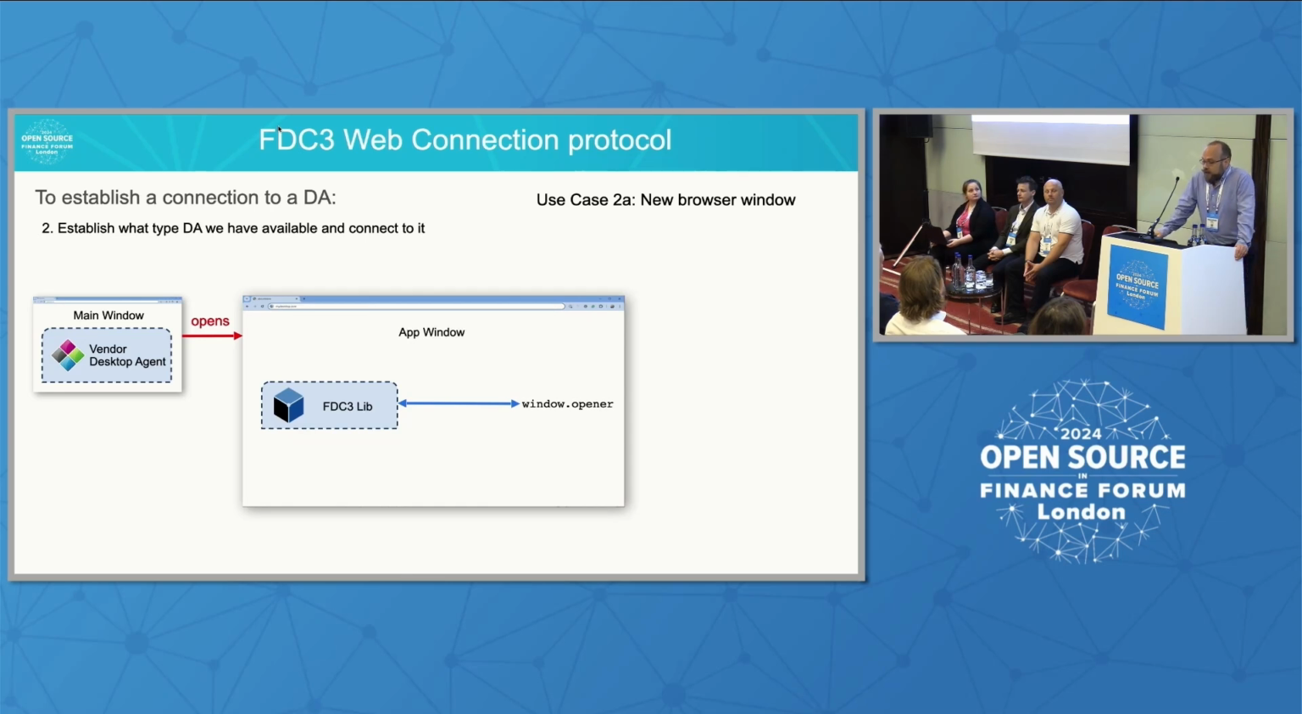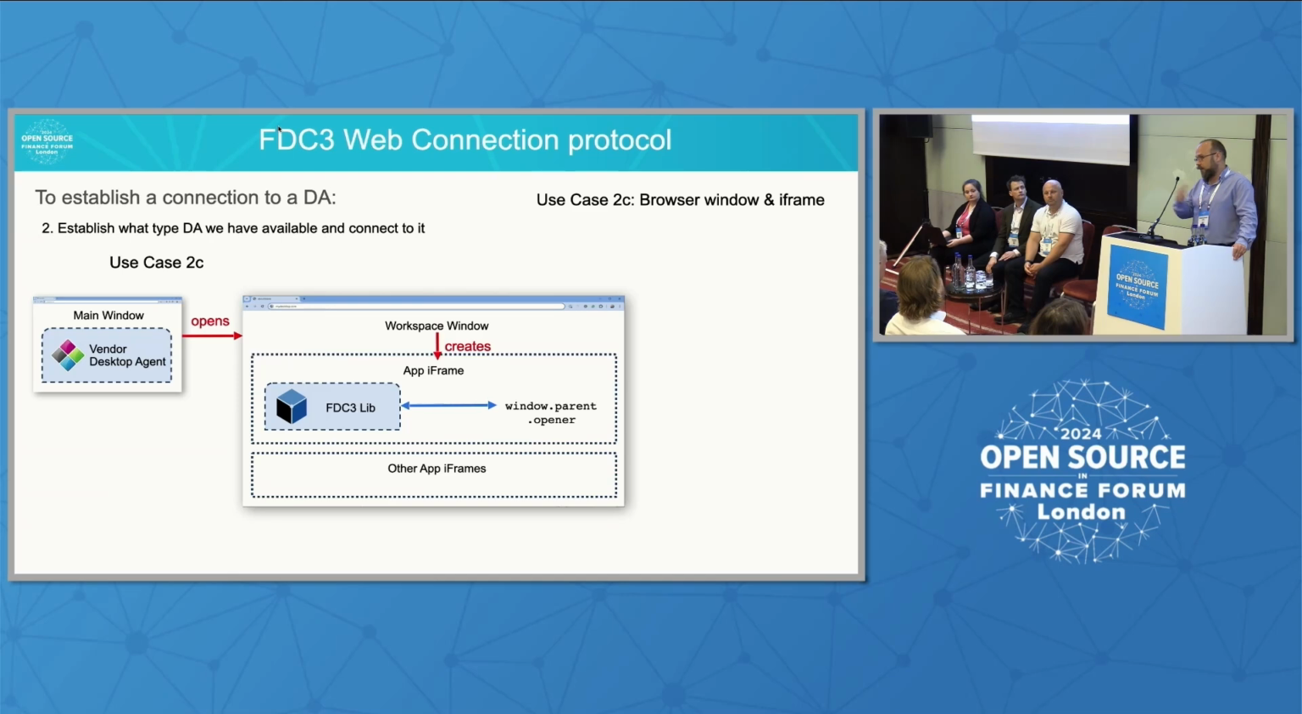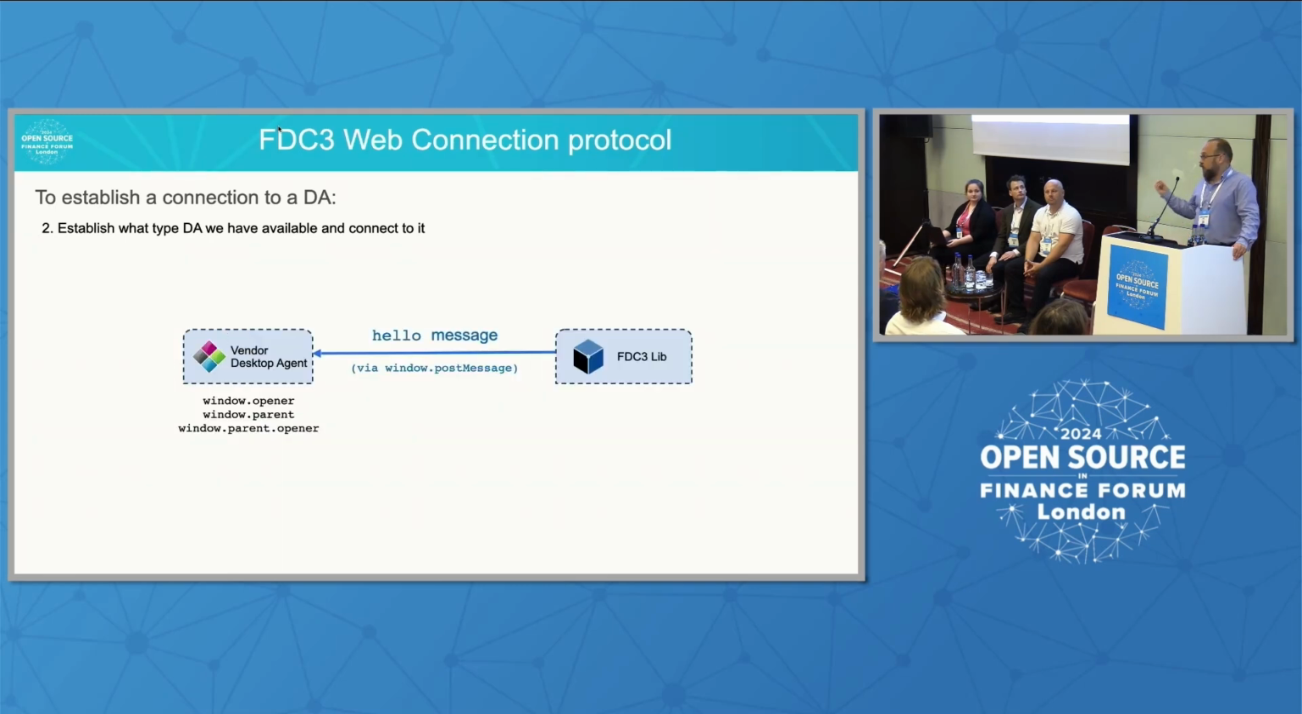Our second use case is new browser windows. So essentially you've got a main browser window with the desktop agent in it. It's opened another window. In the HTML standard, you get a reference back to that window through window.opener, and you can conduct some messaging with that. You might also have a single window with the desktop agent in it and the applications loaded into iframes, in which case they'll find a reference to their parent at window.parent, and you'll need to communicate with that. And of course, we can combine those two cases. We might have opened a new window, have a layout manager window that has iframes, in which case you're going to go to window.parent.opener.